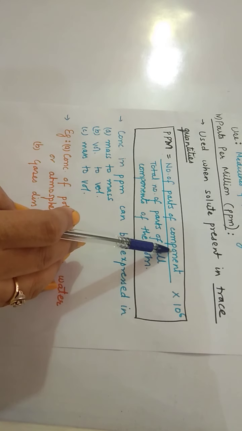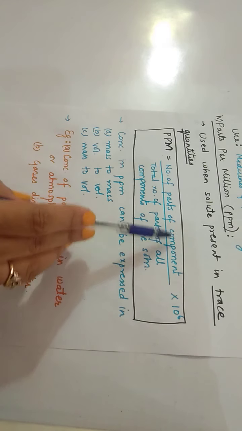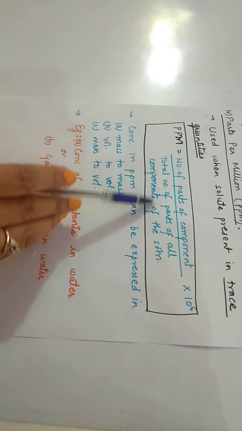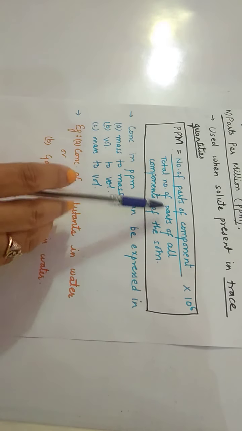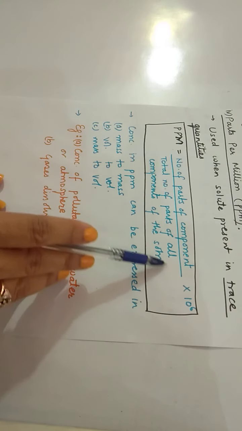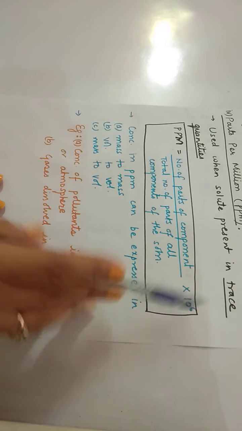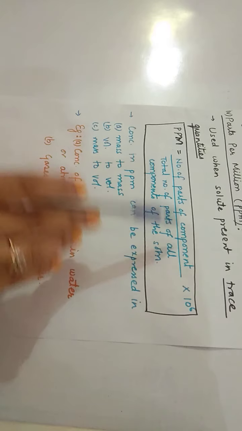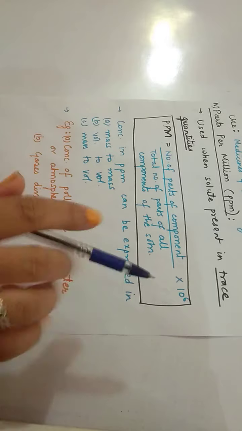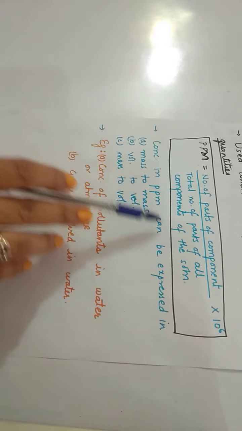Of whatever component you want to find out, whether it is for solute or for solvent, it will be given in the question. Suppose the number of parts of component is 2, divided by the total number of parts of all components of the solution. All components of the solution will be solute plus solvent. So if it is 6, then 2 divided by 6 into 10 to the power 6. So number of parts of component upon total number of parts of all the components of the solution into 10 to the power 6. This is the formula for finding out the parts per million.